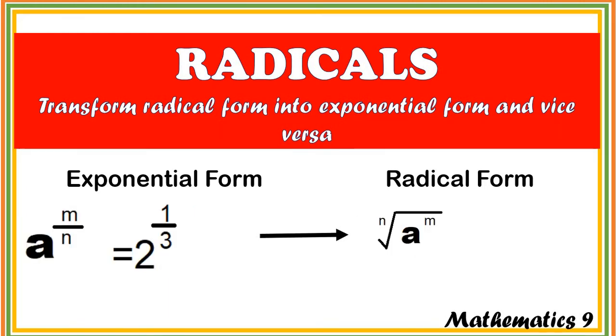For example, we have 2 raised to 1 over 3. Our base is 2. Our m is 1. And our n is 3. So, kung mapapansin nyo. Then, we will transform it into radical form which is nth root of a raised to m. Our a, o yung base natin, is 2. Our m is 1 and our n is 3. So, this is cube root of 2. We can simply write it like this. Hindi mo na ilalagay yung exponent mo na 1. Okay? So, again, final answer is cube root of 2.